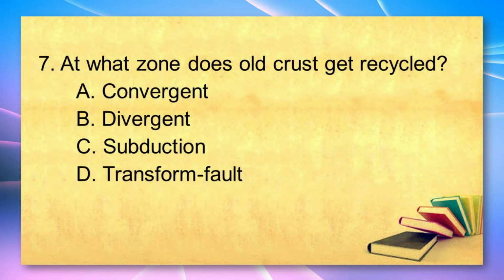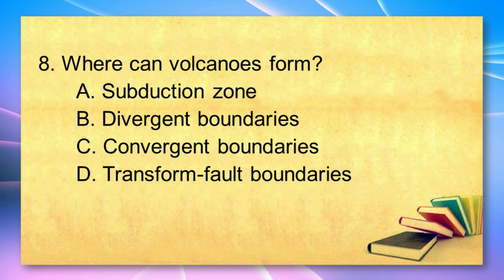7. At what zone does old crust get recycled? A. Convergent. B. Divergent. C. Subduction. D. Transform fault. 8. Where can volcanoes form? A. Subduction zone. B. Divergent boundaries. C. Convergent boundaries. D. Transform fault boundaries.